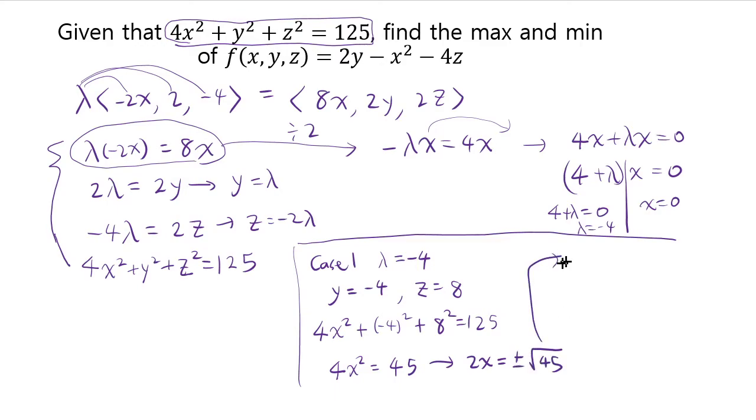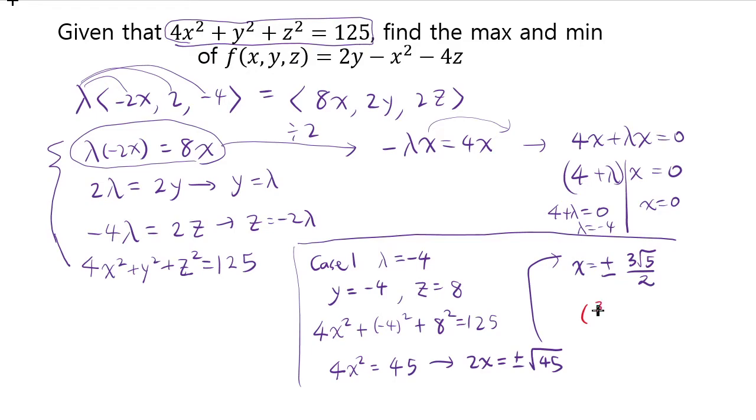And that would mean that x is plus or minus. There's a 9 inside 45, right? 45 is 9 times 5, so 9 can come out as 3. And then you have to divide by 2.